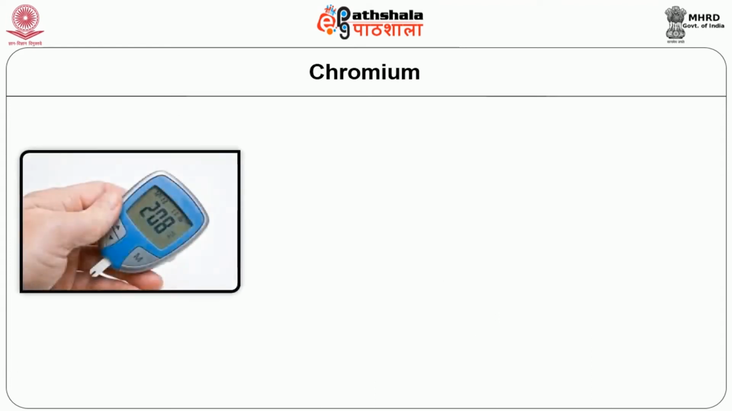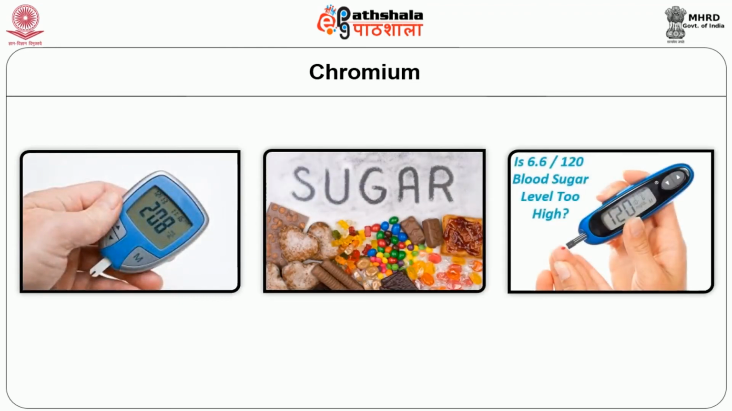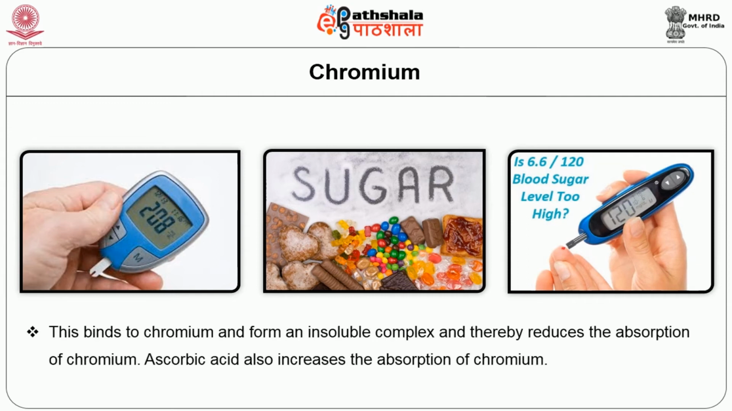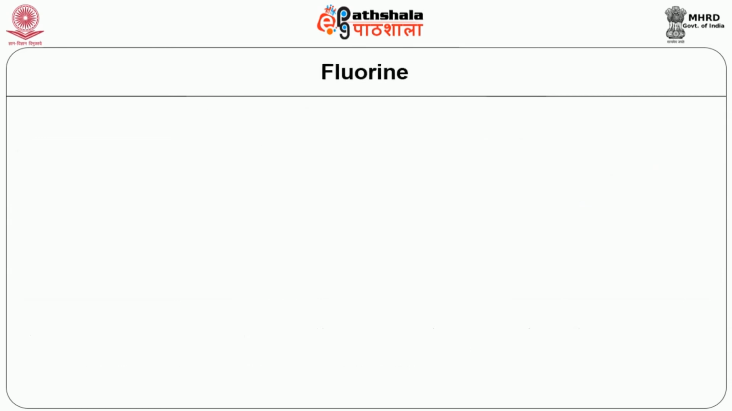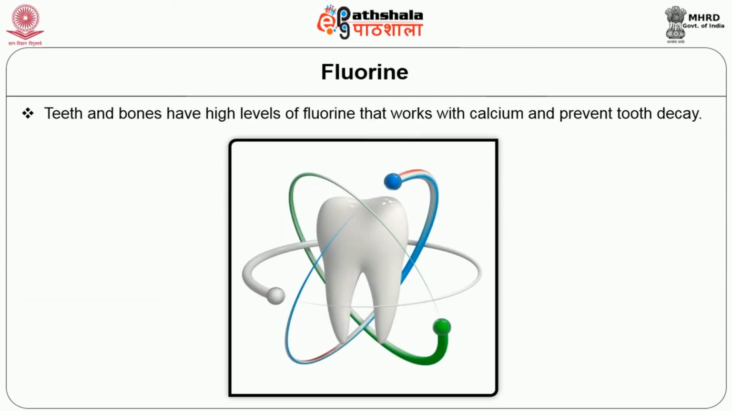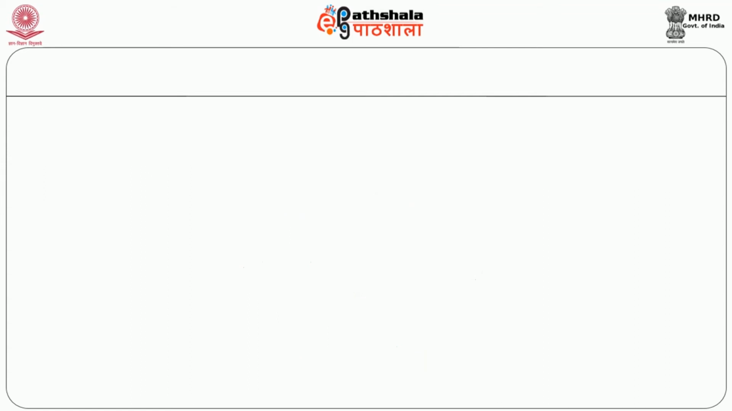Chromium. The foods rich in simple sugars increase the urinary excretion of chromium. Diets rich in whole grains also decrease the absorption of chromium because grains have phytic acid. This binds to chromium and forms an insoluble complex and thereby reduces the absorption of chromium. Ascorbic acid also increases the absorption of chromium. Fluoride. Teeth and bones have high levels of fluorine that works with calcium and prevent tooth decay.